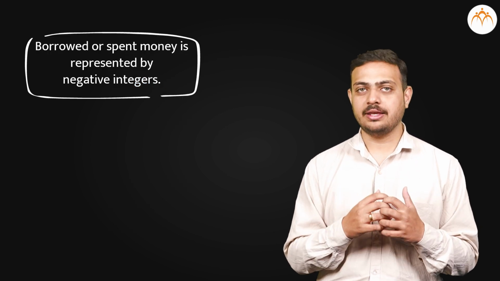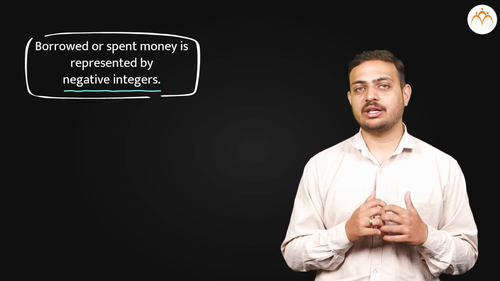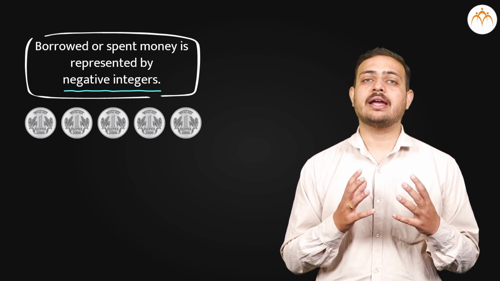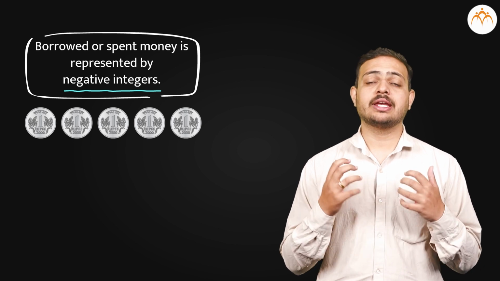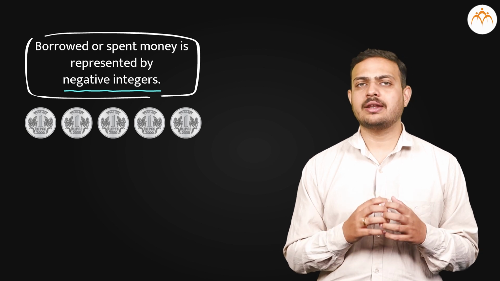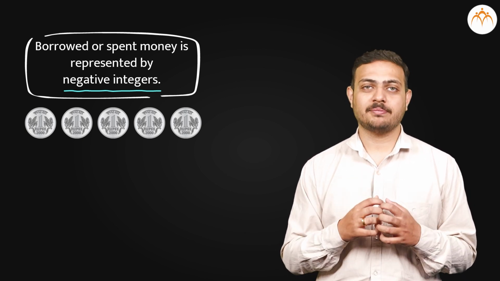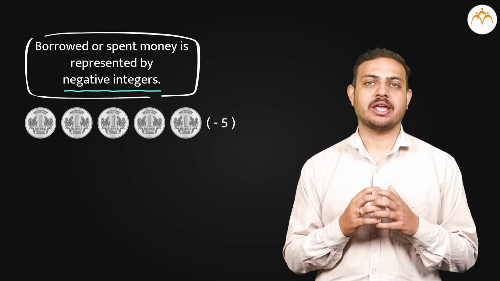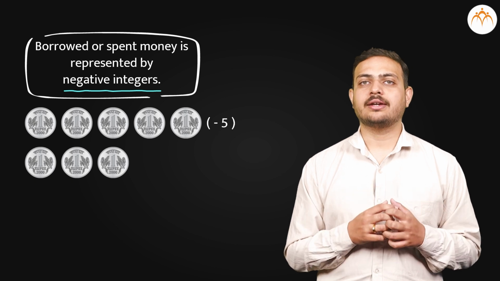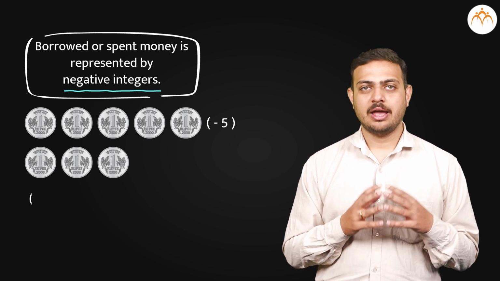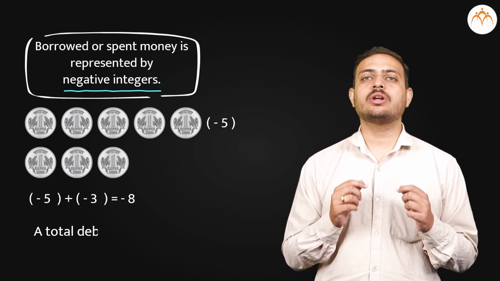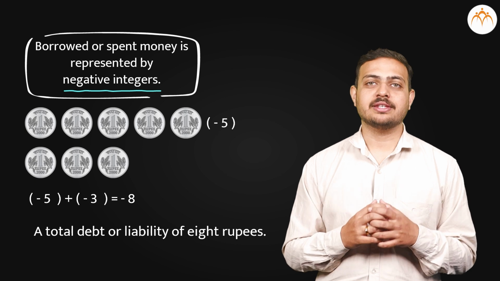Borrowed or spent money is represented by negative integers. Now, as an example, if I lent 5 rupees to Manoj to buy a pen, how can we represent it using integers? What sign should we use? Lending money means temporarily giving it for use, which is borrowing. It is represented as minus 5. Now, if I lend Manoj another 3 rupees, what will be his total debt? It can be written as follows. Minus 5 plus minus 3 is equal to minus 8. This means a total debt or liability of 8 rupees.